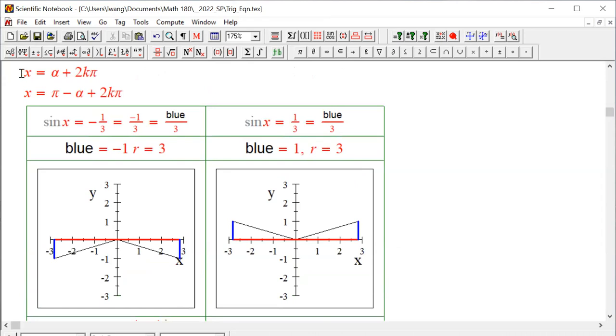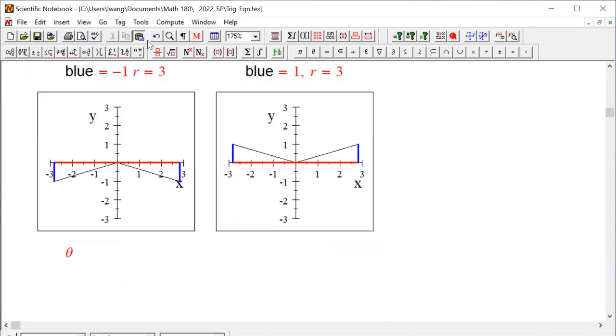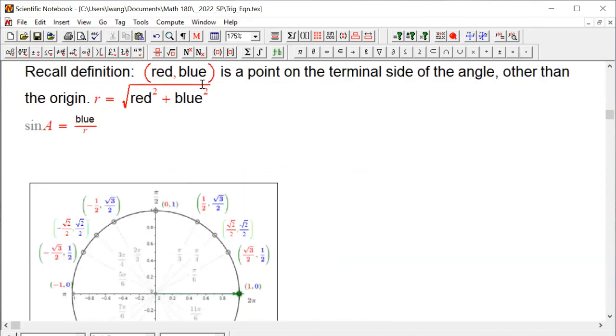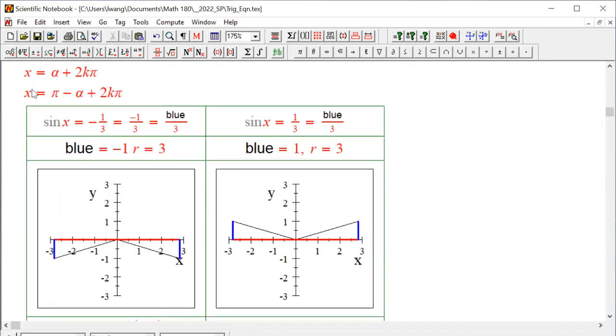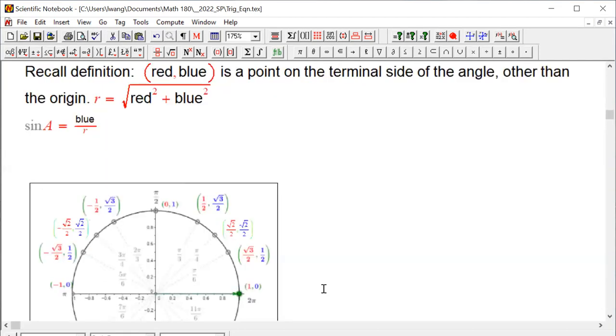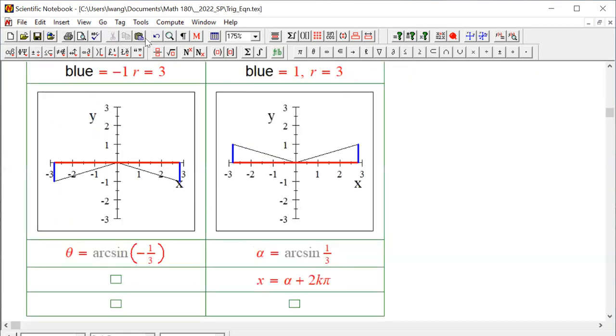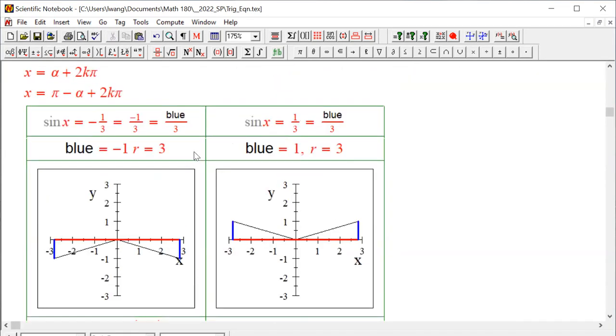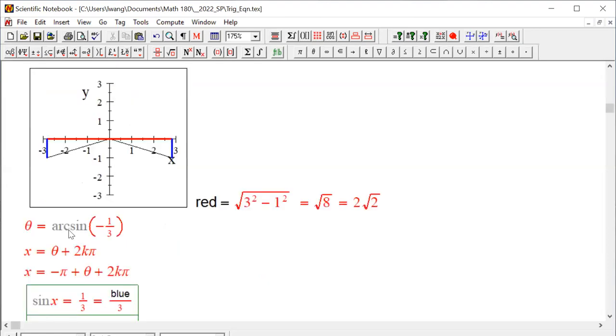And we also have the general solutions. So alpha equals to that, with the 2 forms of solution: pi minus alpha. For theta, we get 2 other solutions. So these 2.